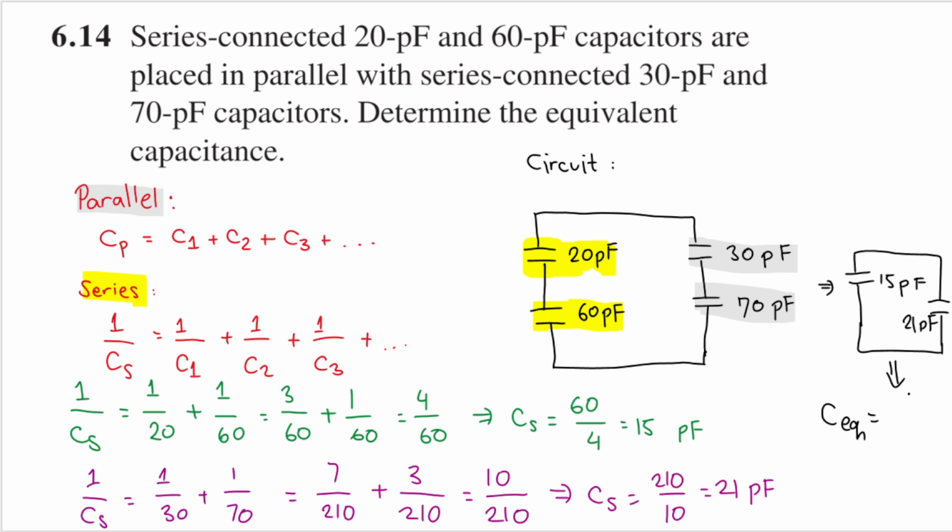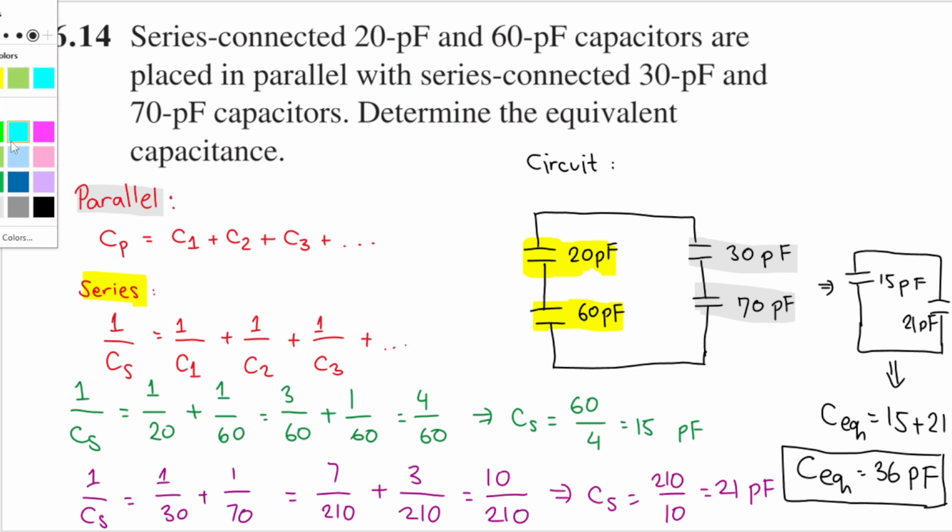That will be 15 picofarad plus 21 picofarad. Okay, let's calculate that. 5 plus 1 is 6, 1 plus 2 is 3. So we will have C equivalent is 36, and the unit is picofarad. And I think that is the final answer. So this is the equivalent capacitance. Let's put that in a box and highlight it so that we know that this is the final answer.